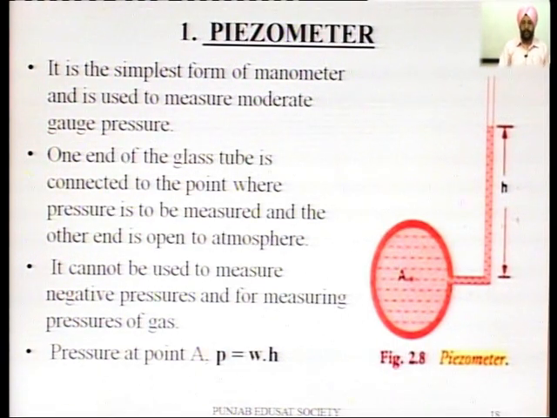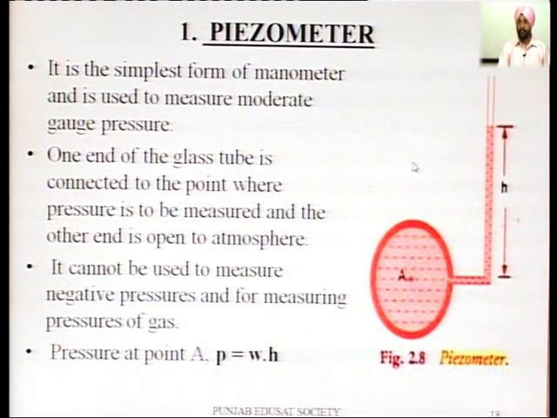One end of the glass tube is connected to the point where pressure is to be measured. This is the point A, where it is required to calculate the pressure, and the other end is open to the atmosphere. This is what we have written here, that one end of the glass tube is connected to the point where pressure is to be measured, and the other end is open to the atmosphere.